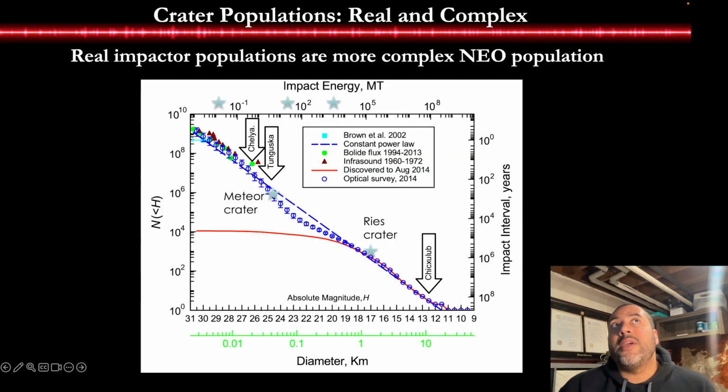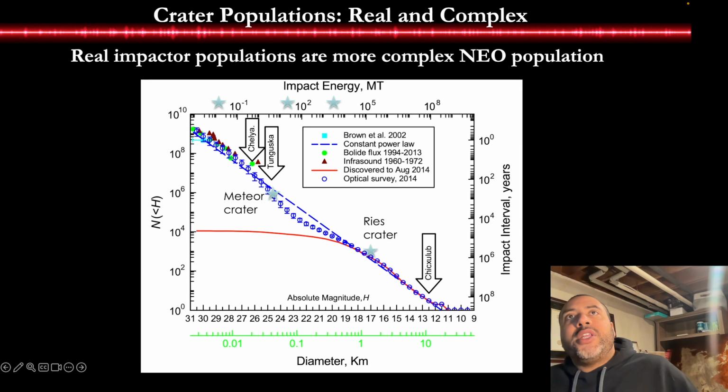Now we can also think about real impactor populations. These are a lot more complex, and we're going to look at this through the lens of the near-Earth orbit population. On the x-axis is diameter, shown in green, and on the y-axis is cumulative crater density. In red is the number of craters discovered for this particular plot, August 2014, and you certainly see it curving over. I also highlighted a few major impacts that you may have heard about that have happened on Earth, some within our lifetime.